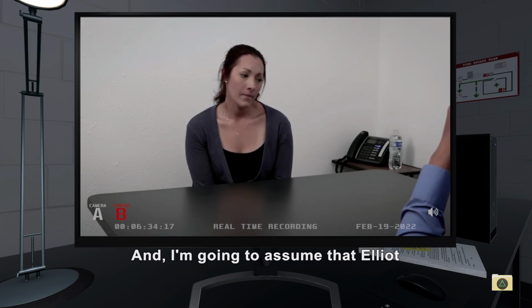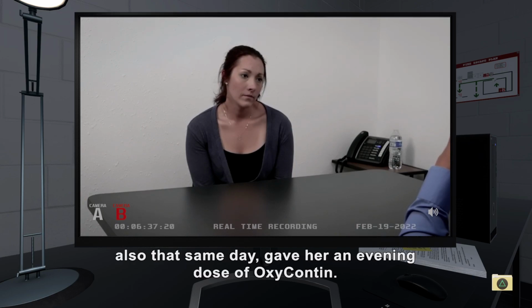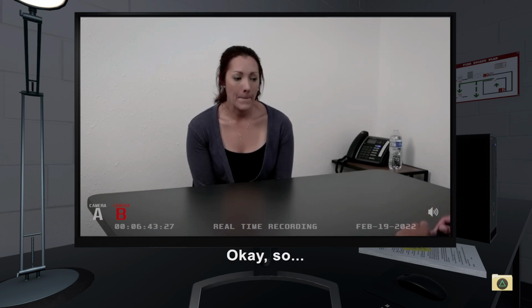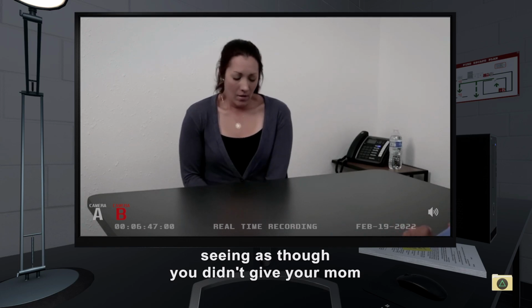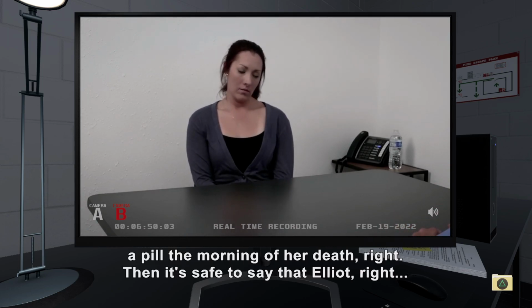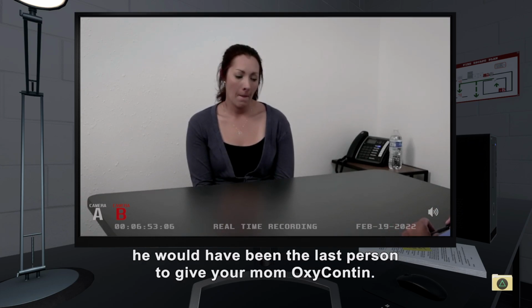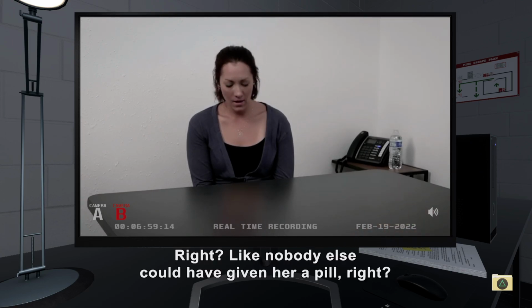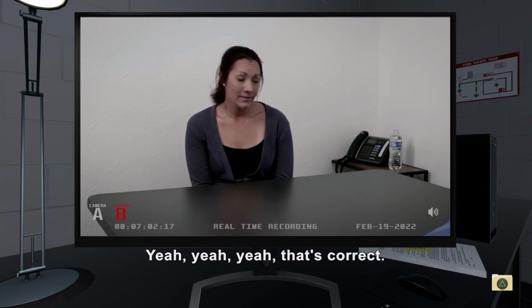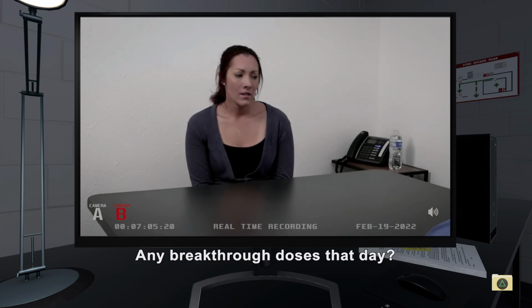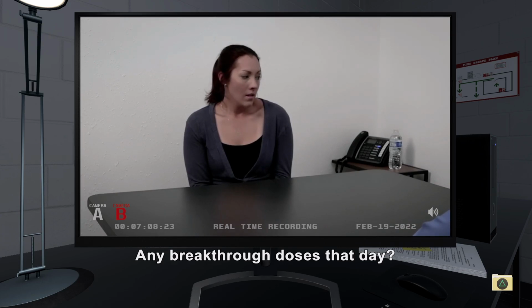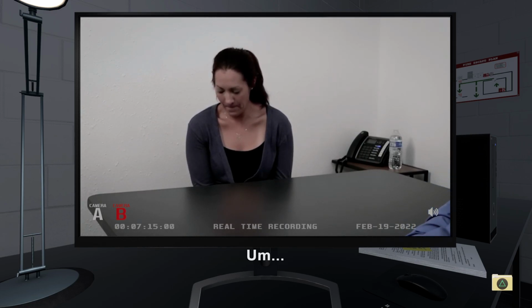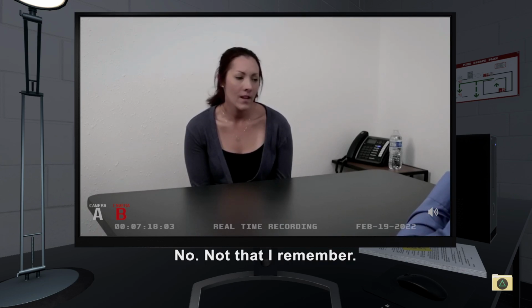And I'm going to assume that Elliot also gave her her evening dose of Oxycontin that same day. Is that correct? Yeah. Okay, so seeing as though you didn't give your mom a pill the morning of her death, it's safe to say that Elliot would have been the last person to give your mom Oxycontin. Is that correct? Like nobody else could have given her a pill, right? Yeah, that's correct. Any breakthrough doses? No, not that I remember.